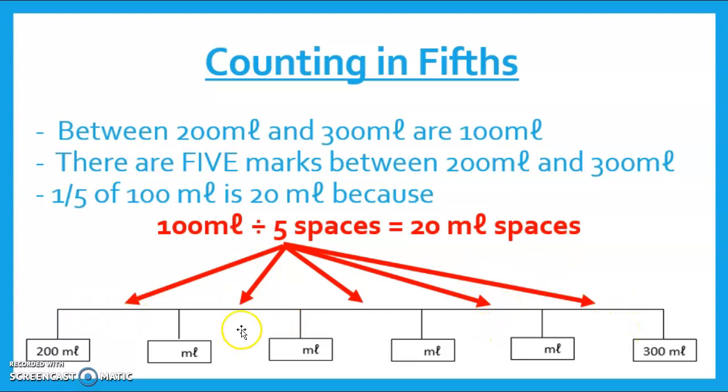We then take the 100 mils between 200 and 300 and we divide it by the 5 spaces. 100 mils divided by 5 spaces gives us 20 mils per space. So each space is representing 20 mils. So if we have to add 20 mils each time, 200 mils plus 20, 220, 240, 260, 280, 300 mils.